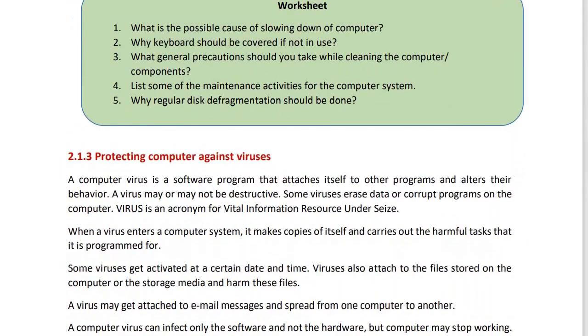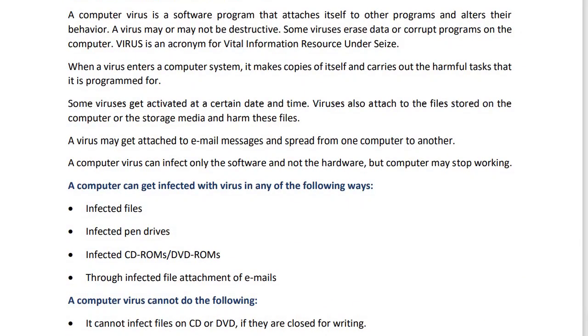Then after that, how can we protect our computers against viruses? We have already said that viruses are actually vital information resources under siege. That means when the important resources of your system do not work properly, or when they are captured by software and do not work properly, then you have a virus in your system. So for this, you need to have antivirus in your system. But the question arises: how does this virus come to the system?